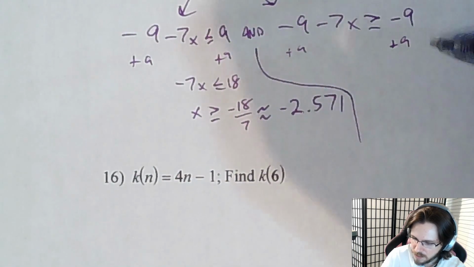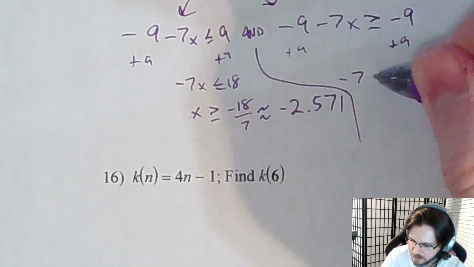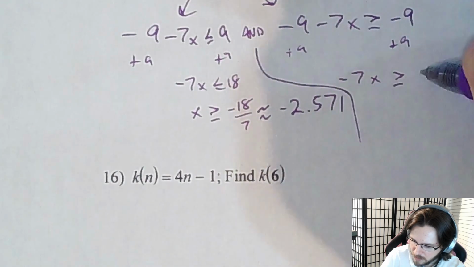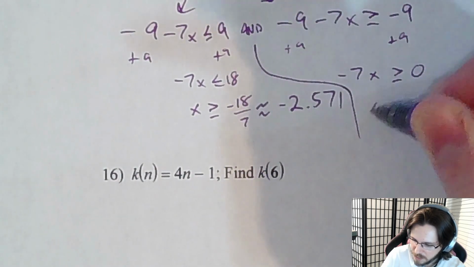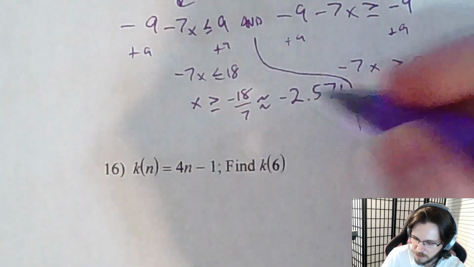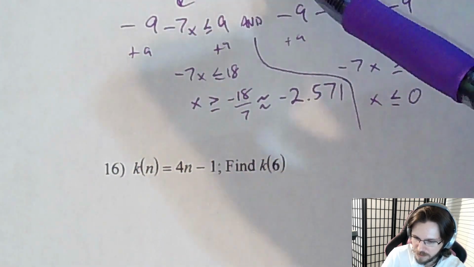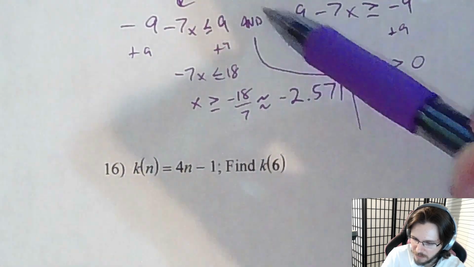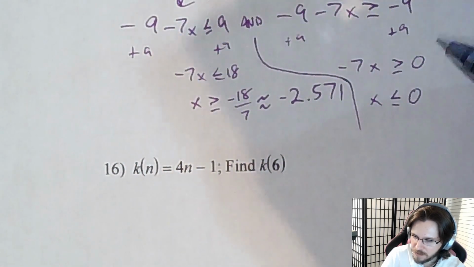All right, solving this one here, add 9 to both sides. You end up getting 0. So -7x greater than or equal to 0. Divide both sides by -7. Flip the direction of the sign, you get x less than or equal to 0. So you have an and situation. Anytime you have an and situation, they come together.